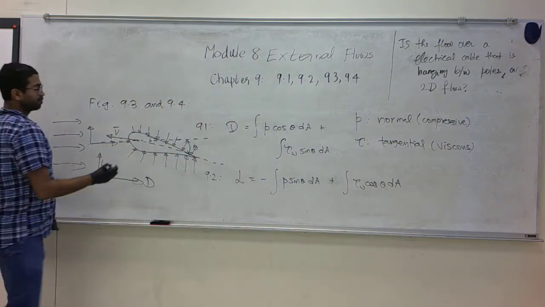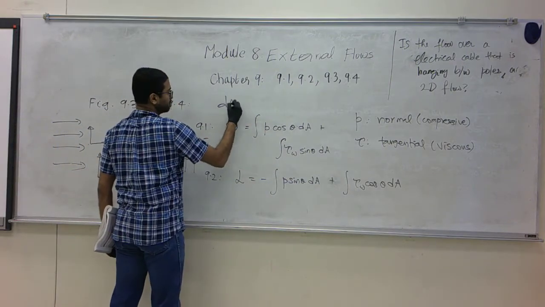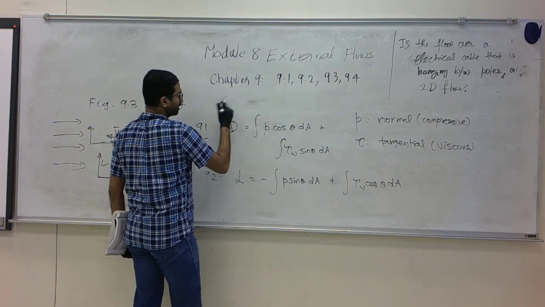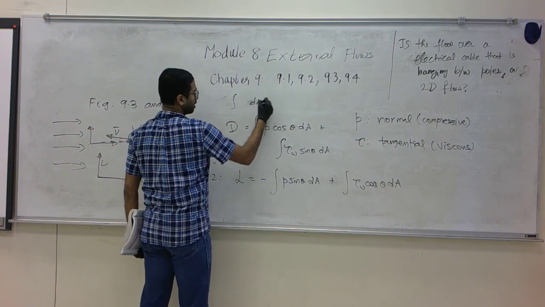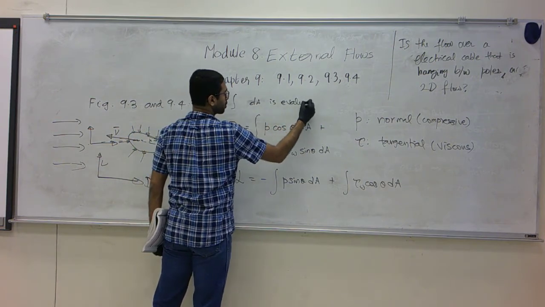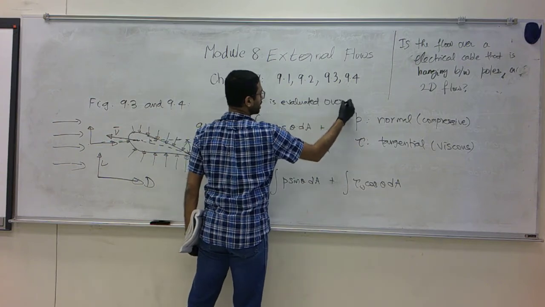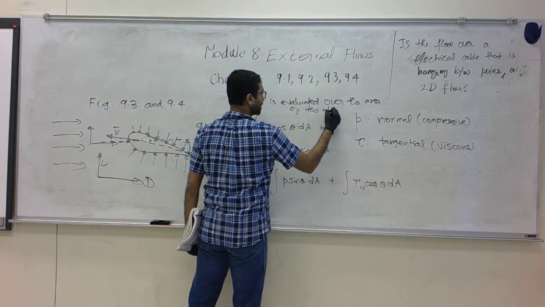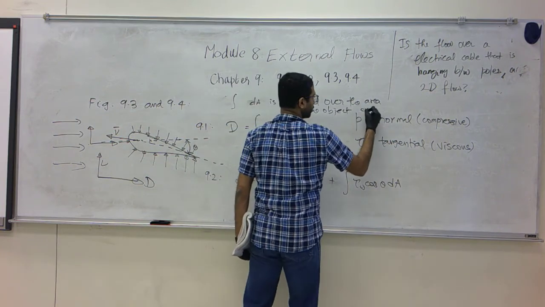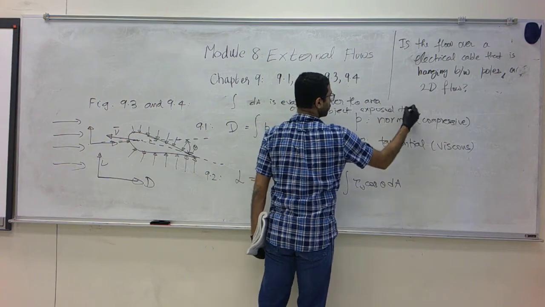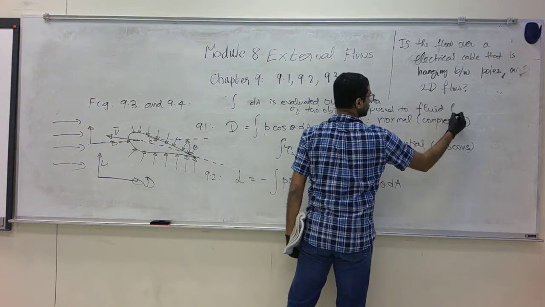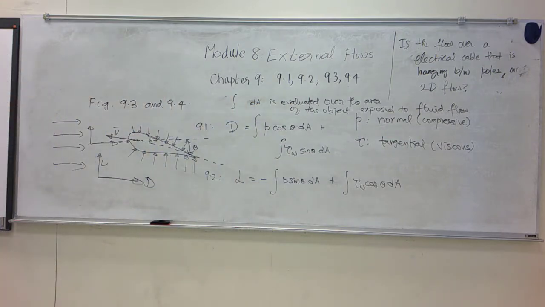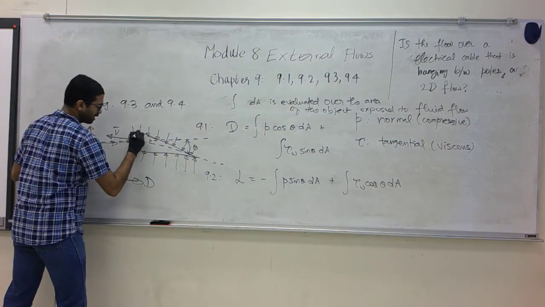Now what is dA? dA is the area, and the integral is evaluated over the area of the object exposed to fluid flow. dA is the area of the object exposed to the fluid flow, which is basically this area.